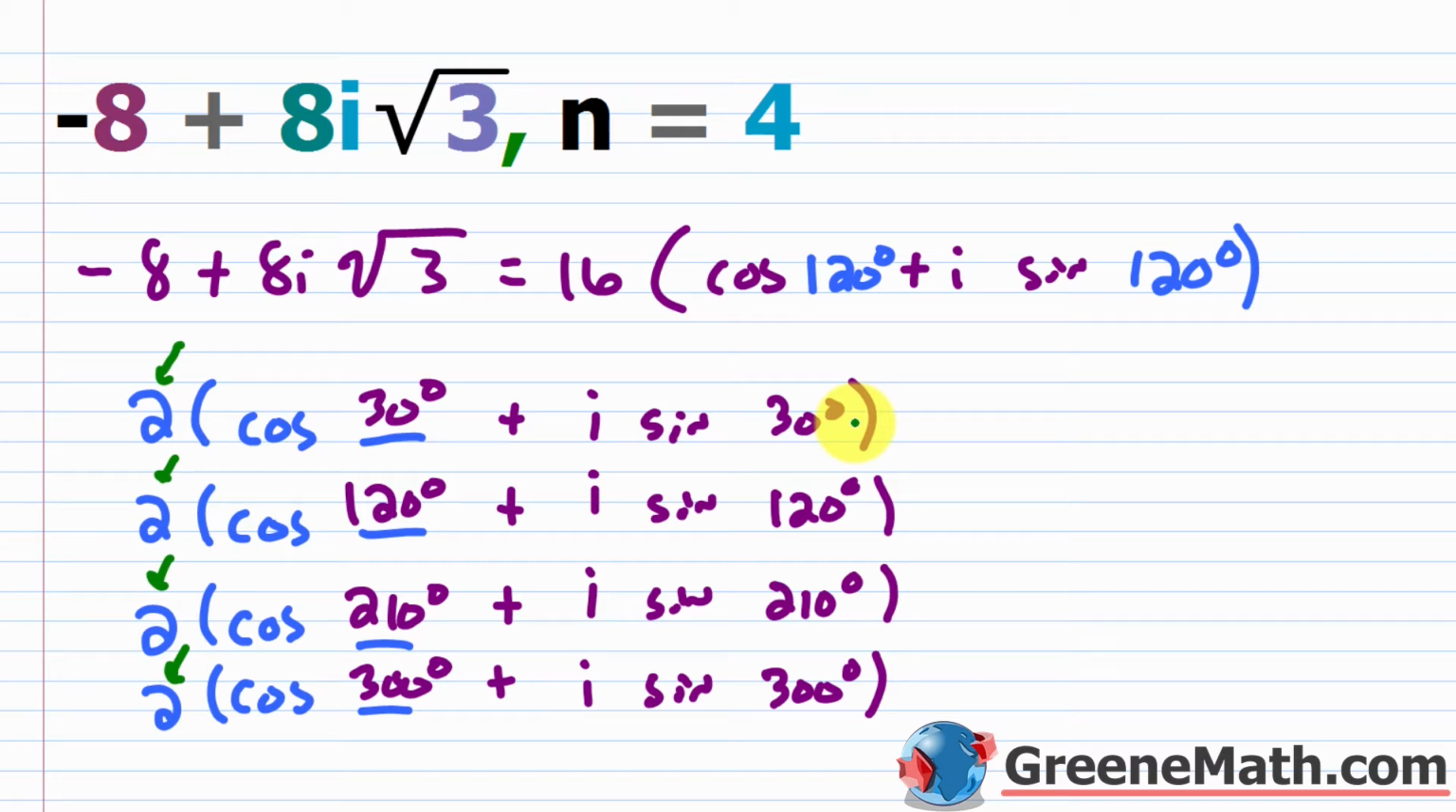And then in terms of the direction angle for the vector, you just get it from here. The first one would be 30 degrees, the second would be 120 degrees, the third one would be 210 degrees, and the fourth one would be 300 degrees. These are going to be spaced 90 degrees apart, equally spaced 90 degrees apart.